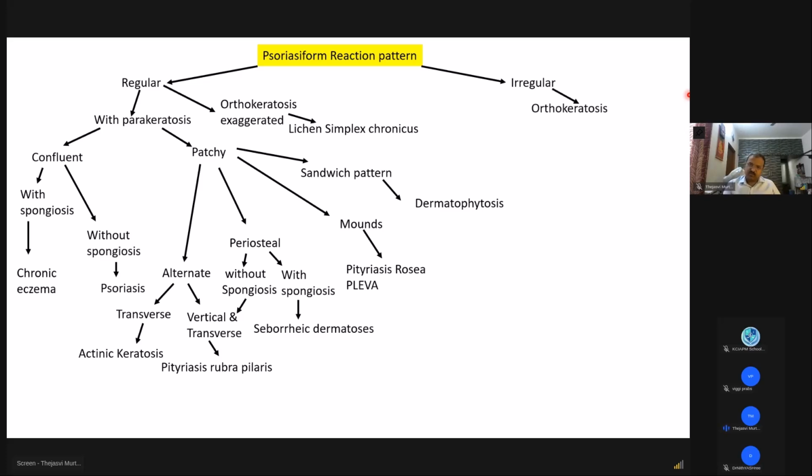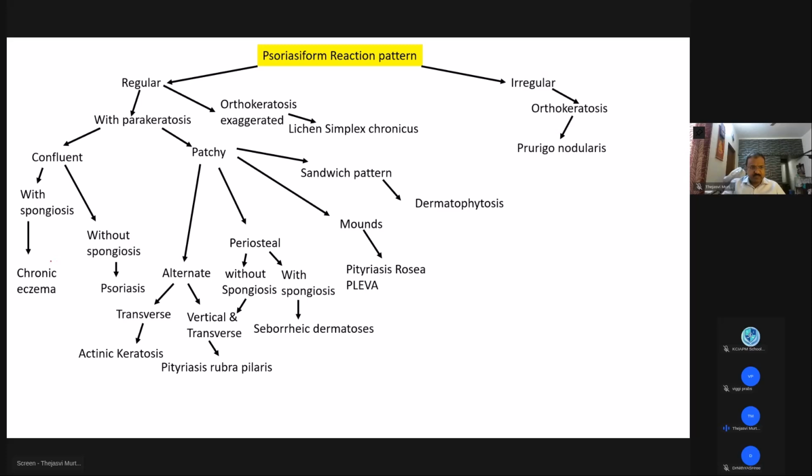Irregular with orthokeratosis, the most common single entity is prurigo nodularis. Prurigo nodularis shows irregular acanthosis, orthokeratosis, hyperkeratosis, and you see dense collagen which is vertically oriented in the superficial dermis. That's an associated feature. You call it prurigo nodularis. So these are the entities. Again, let's just review.